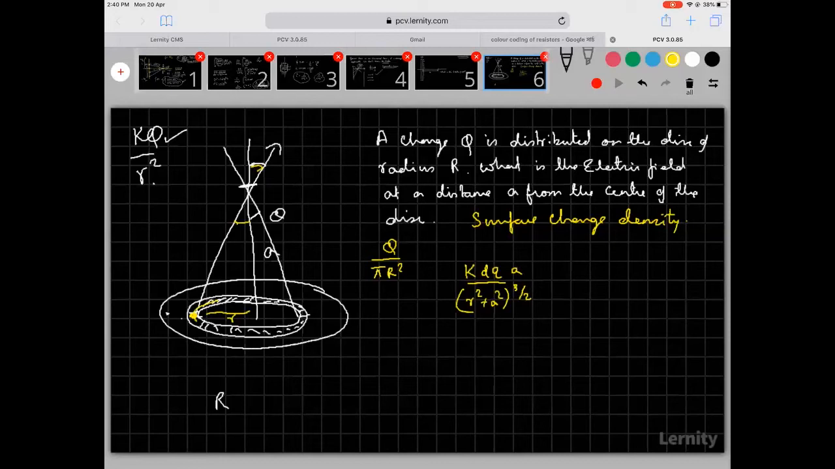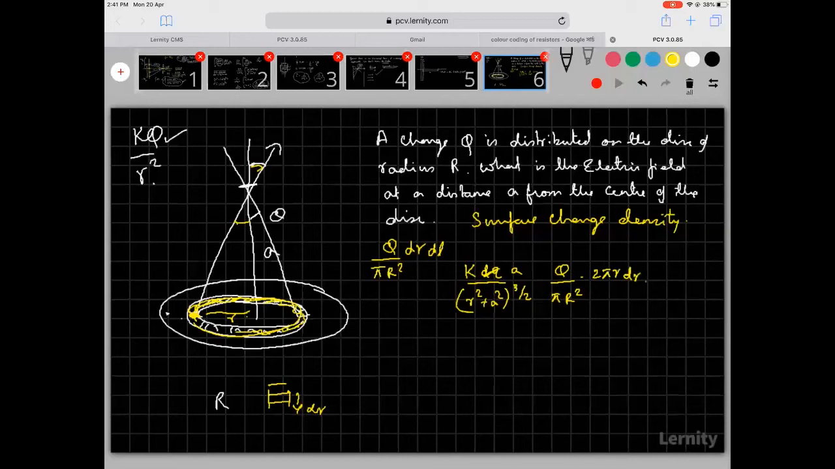dq will be Q divided by pi R squared into a dr and some dl into dl. See, the dq will be one small strip like this. This side it will be dr and this side it will be dl. Now I have to find out the integral over dl, that is over the entire ring. So for the entire ring R is a constant, so there's no change there. So the integral is very simple. dq will become equal to charge density, Q by pi R squared, into the area of this ring. What is the area of this ring? 2 pi R dr.